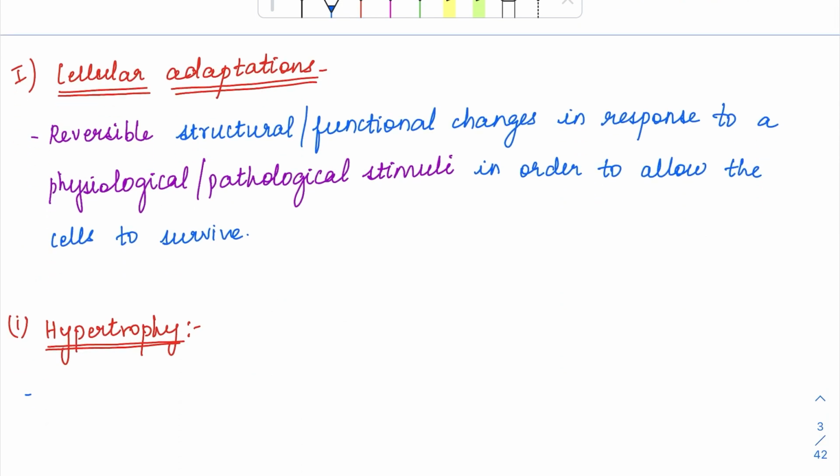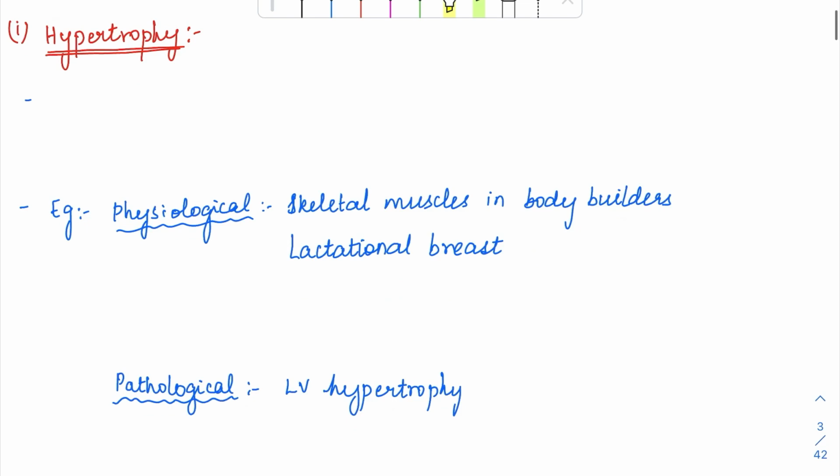Then we'll start with the cellular adaptations first. So cellular adaptations, as I mentioned, are going to be some reversible changes which the cell undergoes in response to some stimuli. This stimulus can either be a pathological stimulus or a physiological stimulus. So these changes are going to let the cell live. It can adapt to this new environment because of these changes. So these changes are reversible. So remember, reversible is the word which is important here. So we will see about the various cellular adaptations.